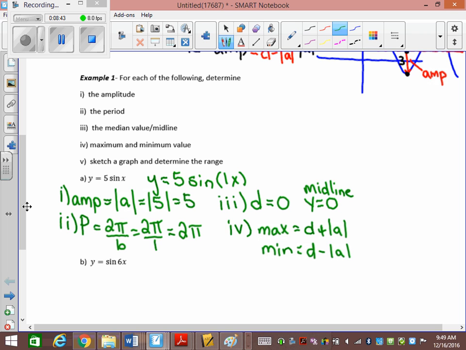So what's my D? My midline is 0. If I go up 5, which is my amplitude, it's going to be at, what is going on with the computer? I love technology. Is there like a joke? Is it like a ghost? It looks like kind of like a Pac-Man person or something.